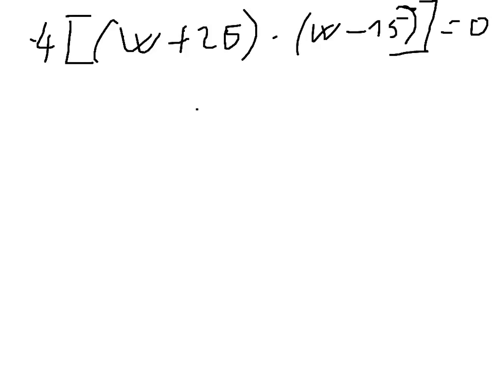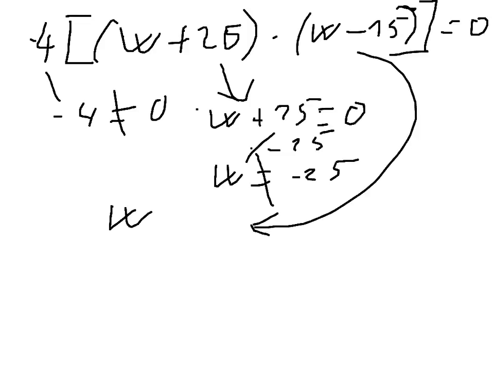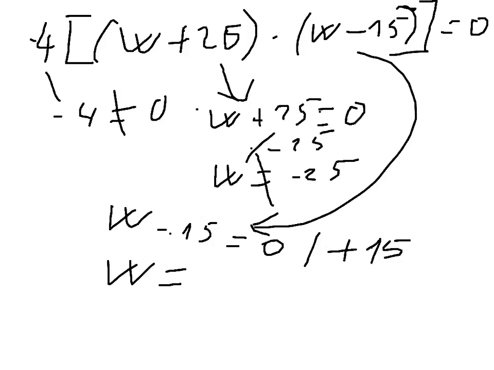So we have 3 factors. We know that minus 4 does not equal 0. We also know that W plus 25 equals 0, and we subtract 25 from both sides, and the result will be W equals minus 25. That is also wrong, since the number cannot be negative. And the last part, when W minus 15 equals 0, we add 15 to both sides, and the result is W equals 15, and that's our width, so it will be 15 meters.